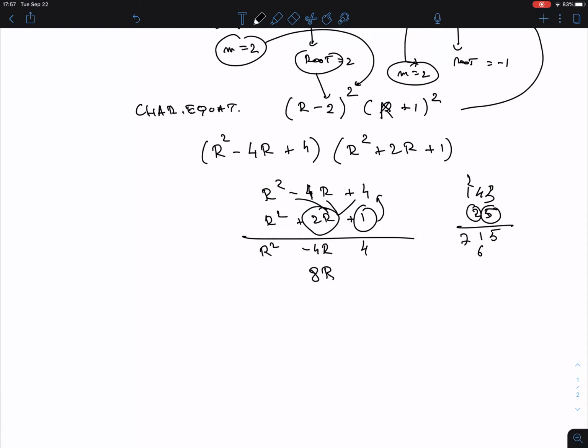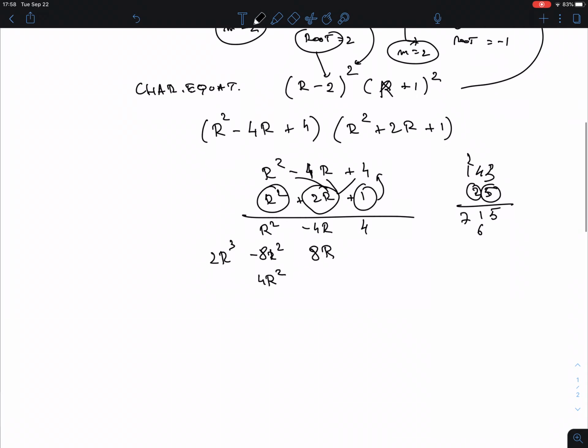So 2r times r, that's 2r squared. Now 2r times minus 4r is minus 8r squared. And then 2r times r squared is 2r cubed. But we still have to do this one. So that would be a 4r squared, which I now put here, right? And so what I'm doing now is taking r squared and multiplying each of these 3 terms with r squared. And so that would be a minus 4r cubed. And then finally r to the 4th.